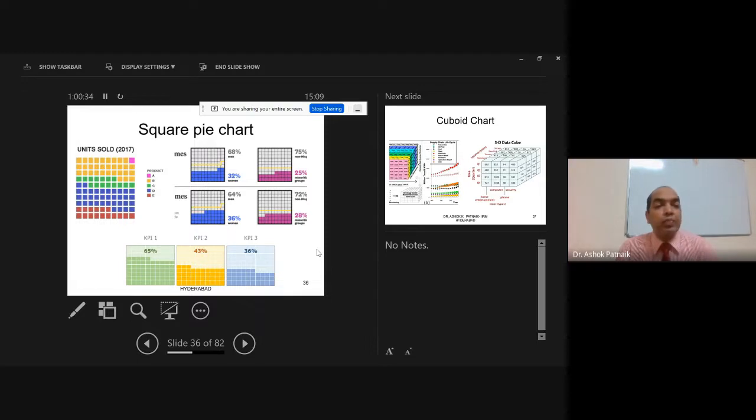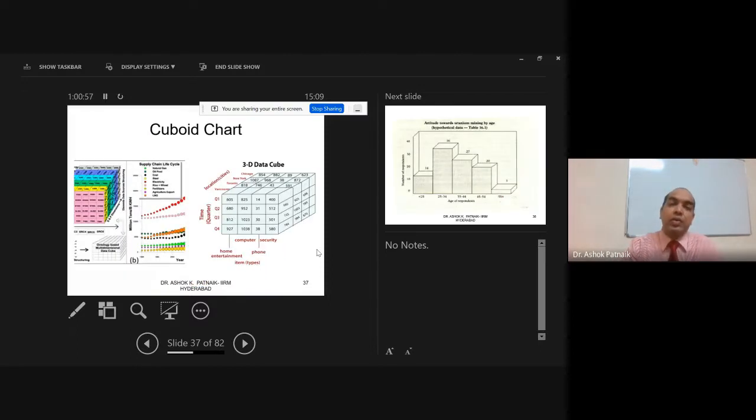Different products which are sold also can be listed down. Even you can list out your KPI, key performance indicator of your organization, how much you have achieved in quarter 1, quarter 2, quarter 3. You can also list them in different square pie charts. So this is also used as a tool to showcase the data in terms of analysis. Then you have some qubit charts.